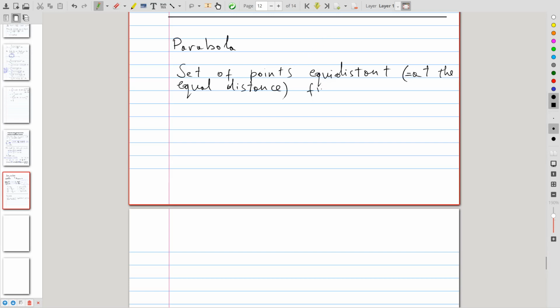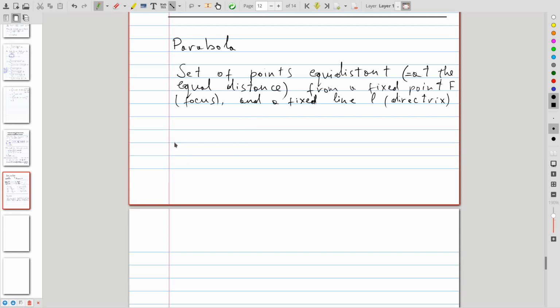from a fixed point, which we'll call F, and so it is called the focus, and a fixed line L, called the directrix of the parabola. And so the picture here is roughly as follows.